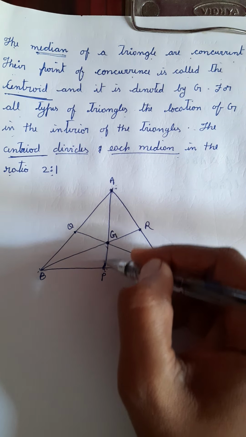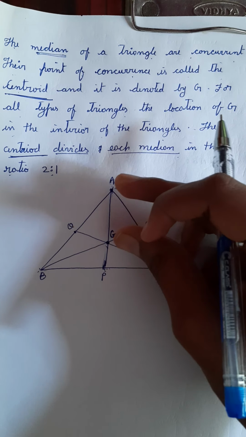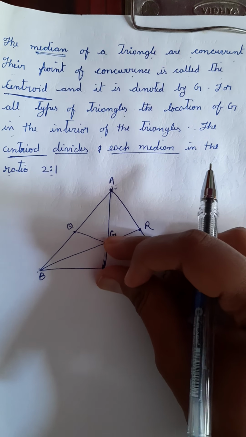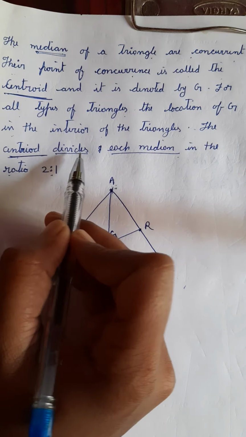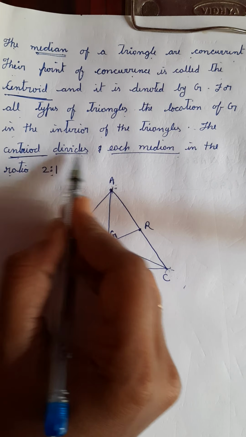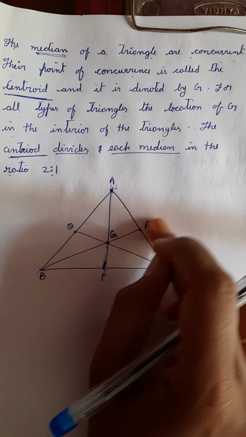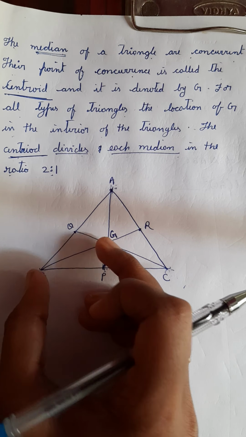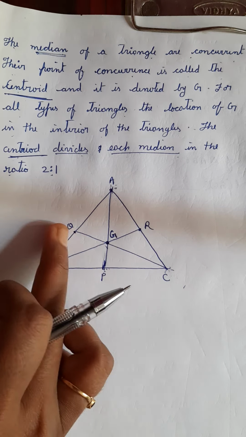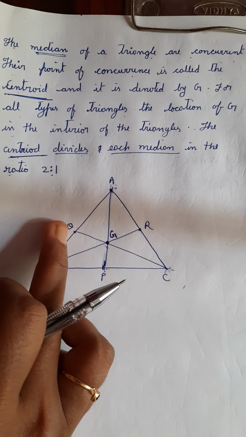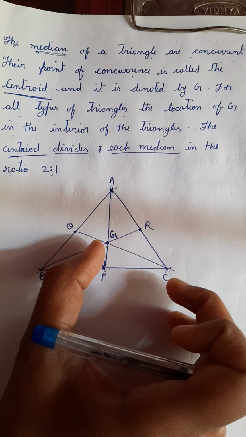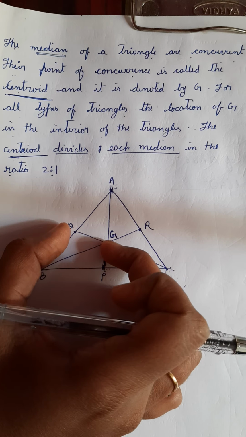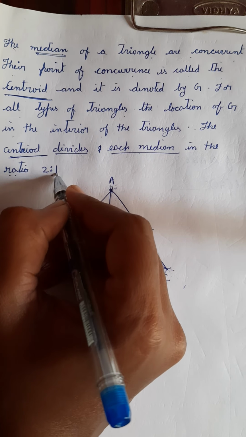So the full length is AP. AP is divided into two parts, AG and GP. That is what the centroid divides. Centroid G divides each median. Another median is BR. BR is also divided into two parts, BG and GR. Similarly, one more median is CQ. This is also divided into two parts, CG and QG, in the ratio 2:1.